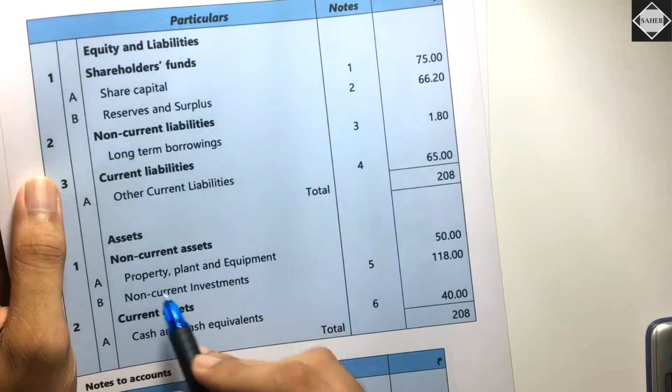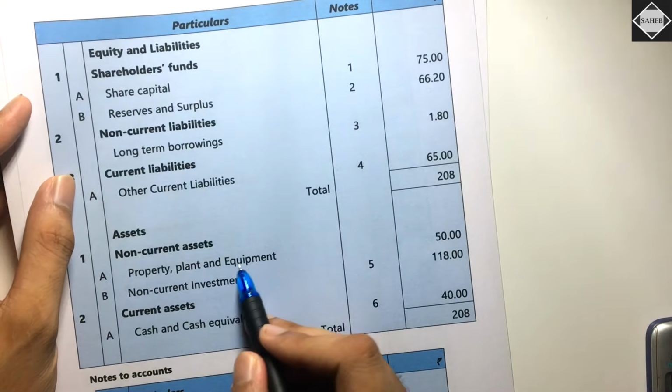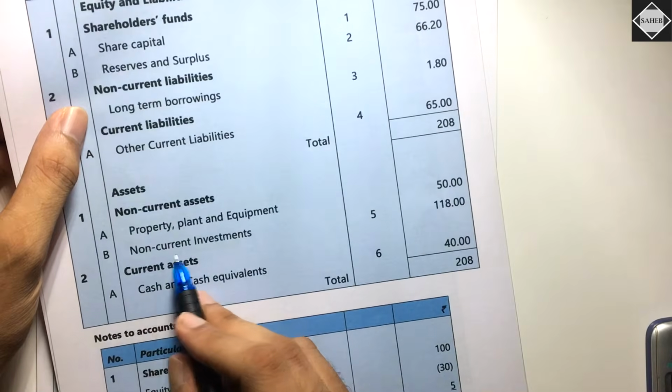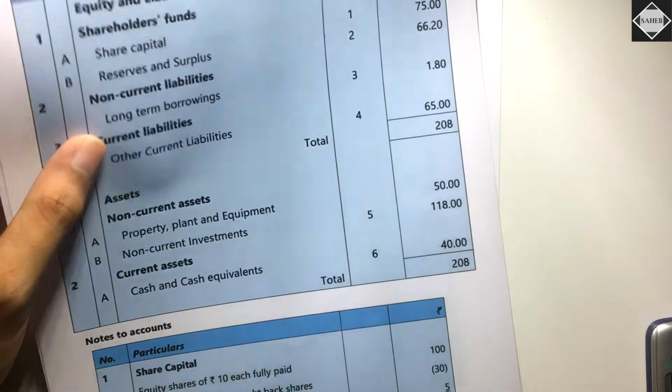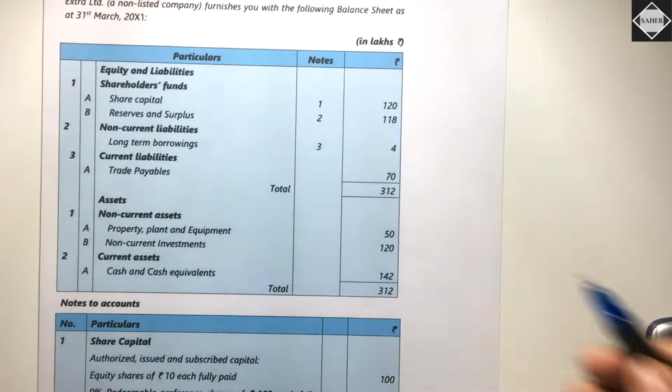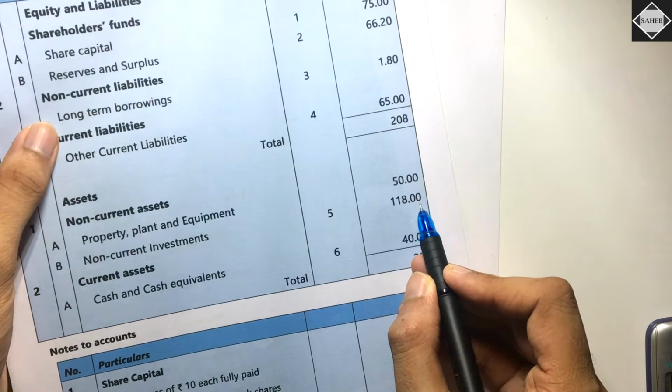And then in assets there was nothing in PPE. PPE is as it is, 50-50. There was 50, now also it's 50. In non-current investment, what did we do? We just reduced the investment in own debentures. Investment in own debentures was 2 lakhs, so 120 minus 2, that's 118 lakhs.